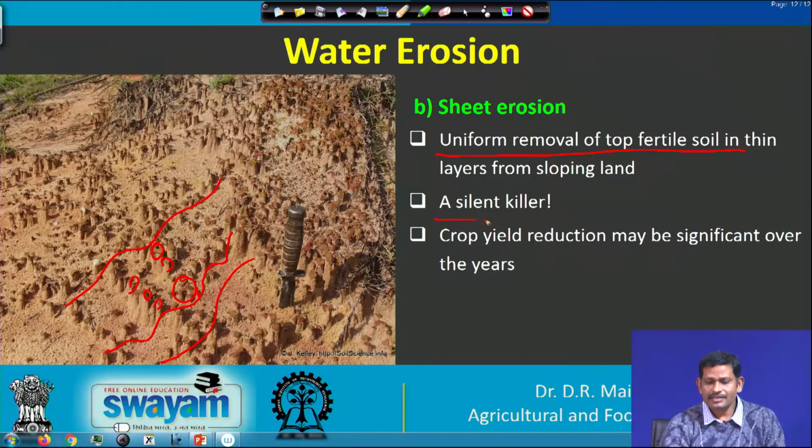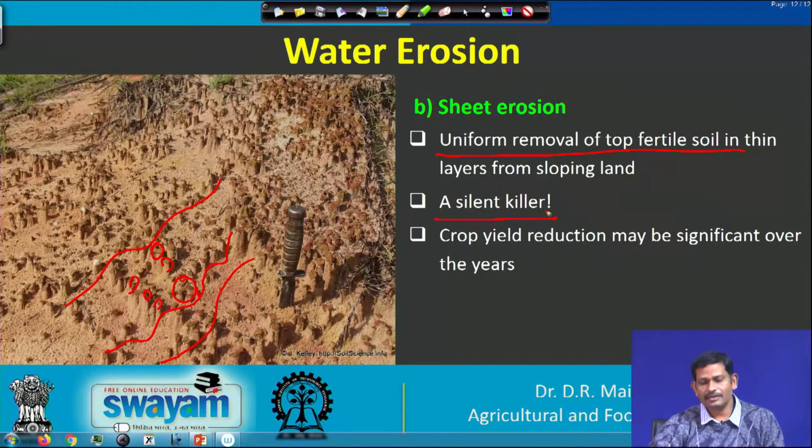So, this is the silent killer. Why is it a silent killer? Because if you cannot stop it at this stage, it is going to cause rills and further gullies, and a severe catastrophe is going to happen. So, that is why we have to control it at this stage, because it is a silent killer.